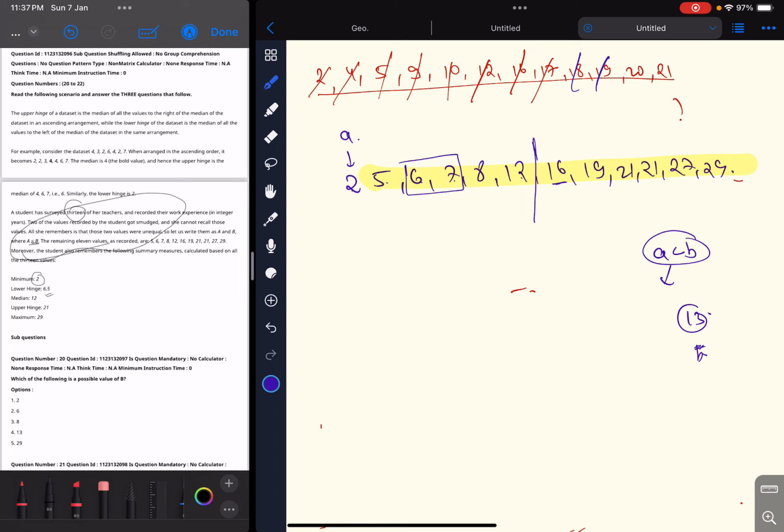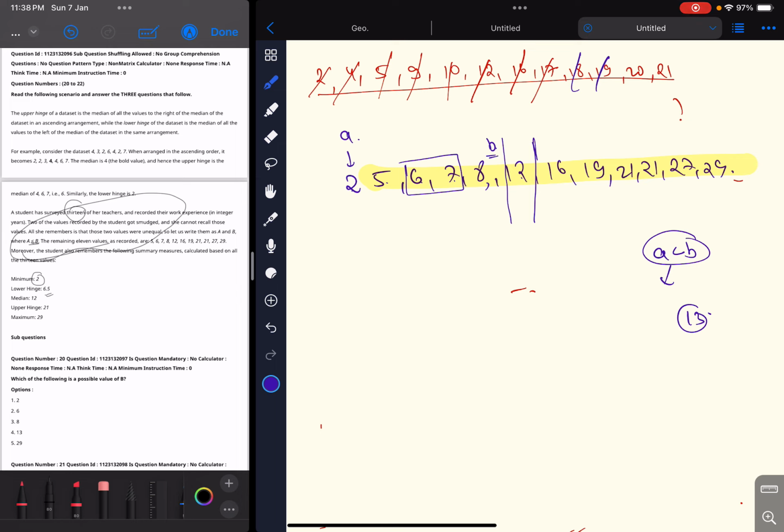Now let us check for upper hinge, okay. If we take this as 16, the question is maximum value is 29, okay. So b cannot be 29, okay. Now median is 12. Median is 12, it is given over here, right? So no need to think. It is given that median is 12, okay, which means that this is the median, okay. So for sure b has to be somewhere over here, okay.